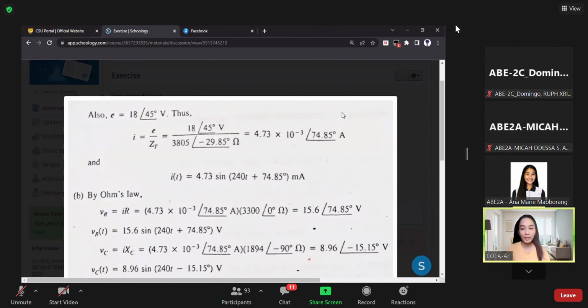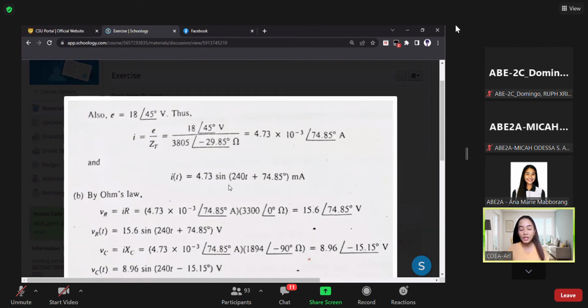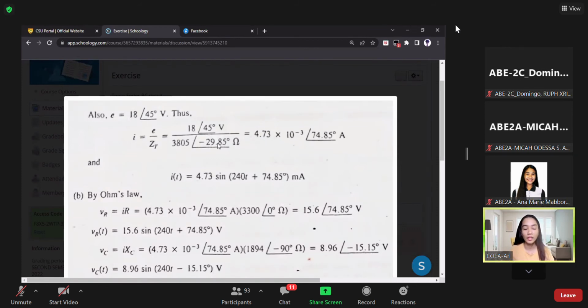Mabilis ba? Pwede nating bagalan? Baka hindi nakakahabol. Ma'am, sorry po. Ano po ulit tawag dyan sa ganun, ma'am? 4.73 sin. Anong tawag na form po dyan, ma'am? That is actually a general form in AC circuit. But in other books, they use it as polar form since may angle. How about dun sa nauna, ma'am? Anong form po yun? It's angular form. This part is angular. Tapos yung may imaginary, that could be considered as rectangular form or phasor form.